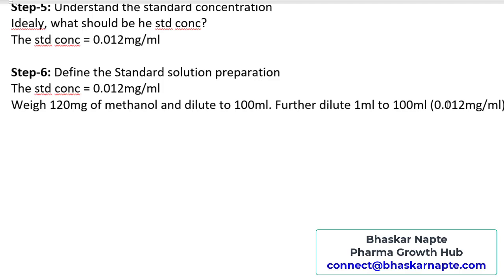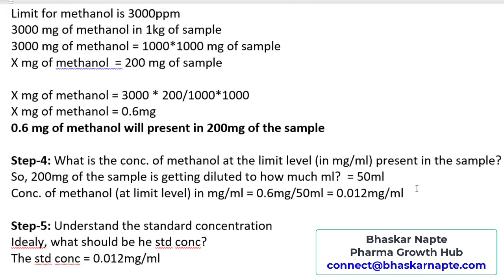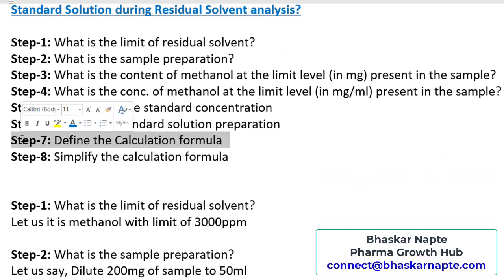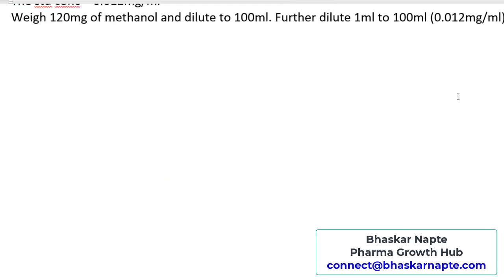Weigh 120 mg of methanol, dilute it to 100 ml, then further dilute 1 ml of the standard stock solution to 100 ml, which becomes 0.012 mg per ml. So step number 6 is also completed. Let us now go to step number 7. What does step number 7 say? Now define the calculation formula. Right? Define the calculation formula. So let us understand the calculation formula with the help of step number 7.